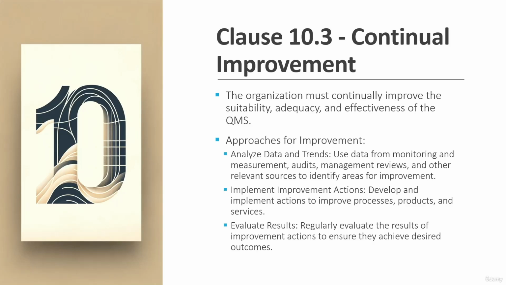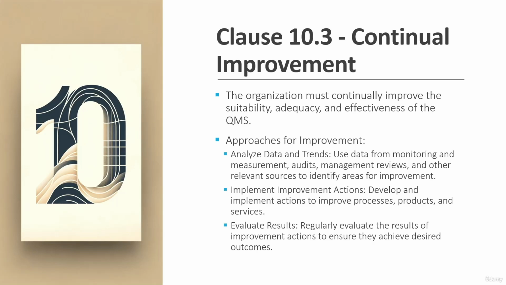Improve what? Improve the suitability of the quality management system. If it is not suitable, make some changes, improve that. Adequacy of the quality management system. If your quality management system is not adequate, make some adjustment and make it more adequate for the purpose this quality management system was set up, and make it more effective. So these are the three aspects of continual improvement: suitability, adequacy, and effectiveness.